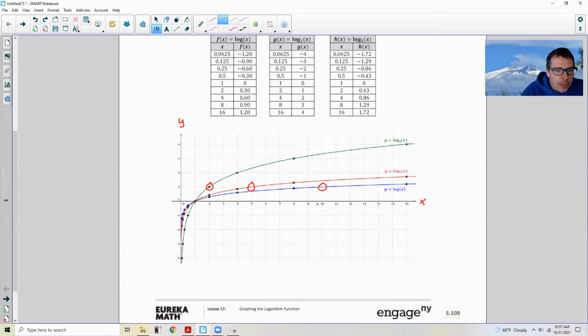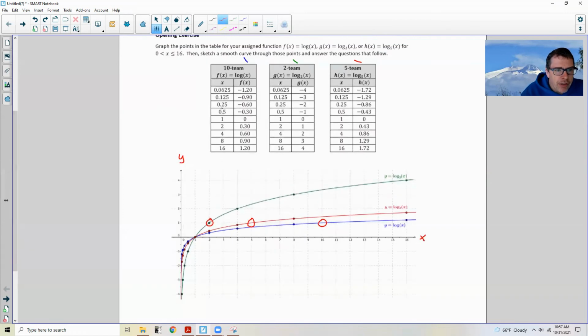So in other words, whatever your base is, it's going to have a y value of 1 at that value. If you take log base 10 of 10, it's 1. Log base 5 of 5 is 1. And log base 2 of 2 is 1. And if you look at the graph, here's 10. They don't show 10 here, but it's between 0.9 and 1.2. This is team 2, and it is actually 2, 1. And team 5, they skipped 5. It'd be between 4 and 8, which would be right here. So it's in between 0.86 and 1.29, and it is actually 1 as well.